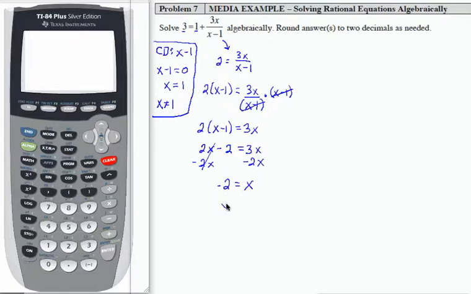I'm going to write that from left to right. X equals negative 2. And negative 2 is in the domain of my rational part of my equation. So I'm going to declare that that is my solution.